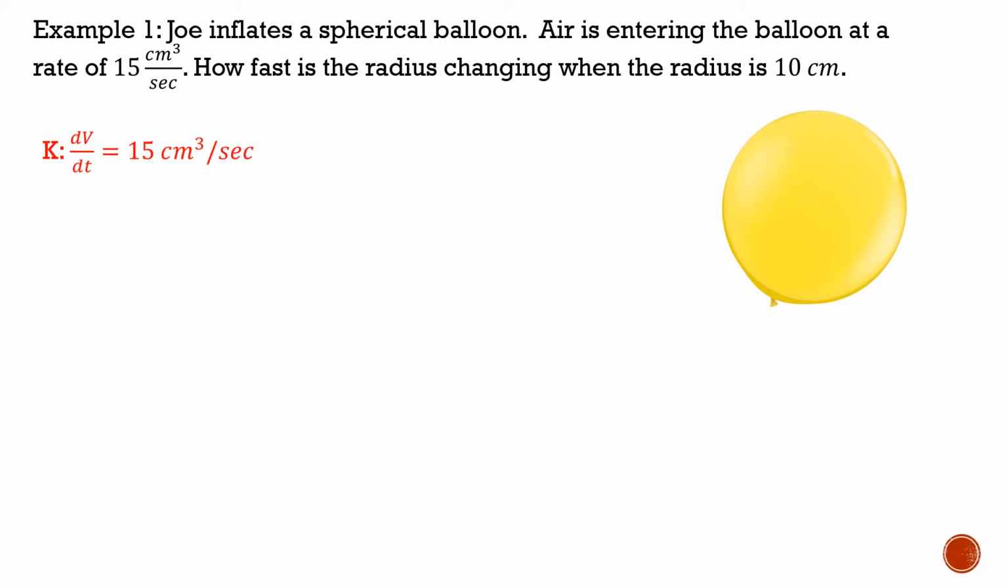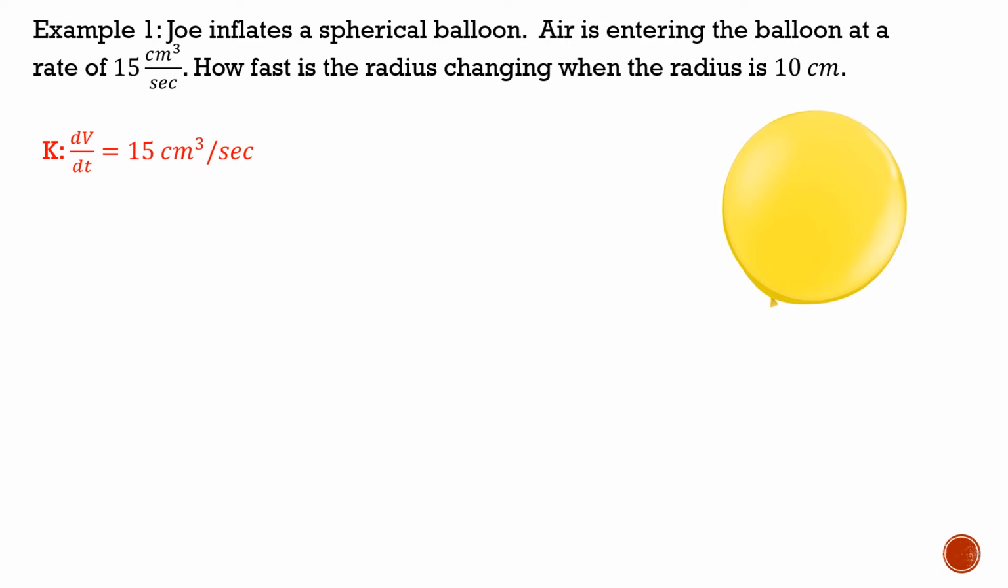from this problem is volume. And I know it's volume because they're talking about air entering a balloon, so they're talking about filling up some space. Not only that, I know it's volume because it said centimeters cubed per second. So my know is dV/dt, and V stands for volume in this case, equals 15 centimeters cubed per second.